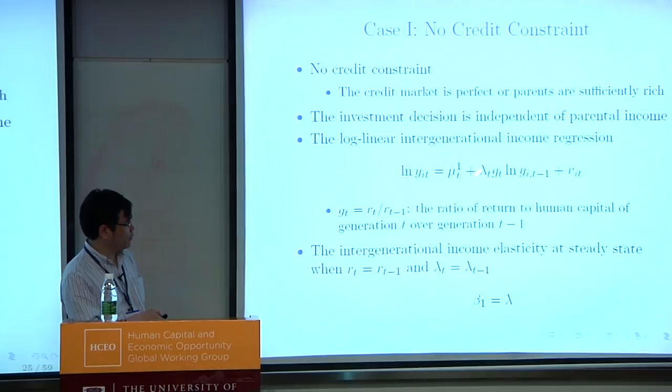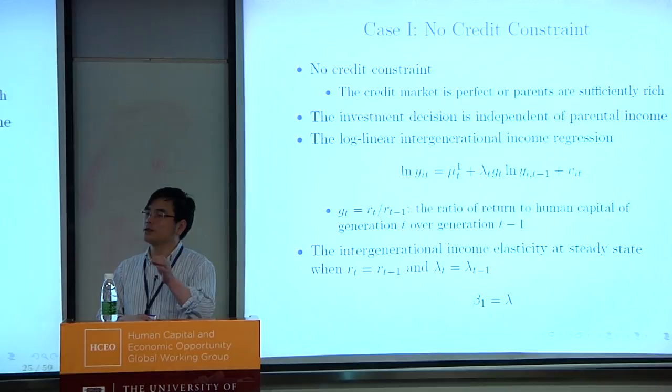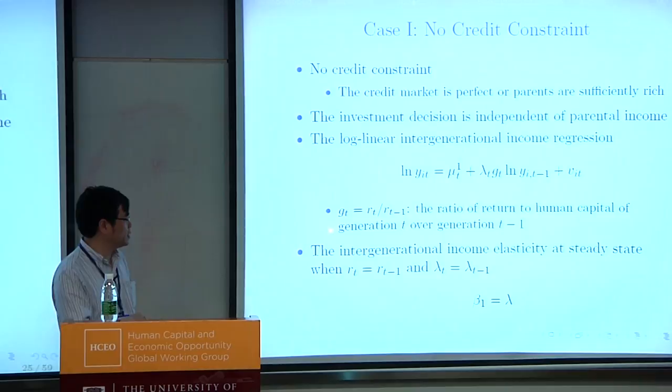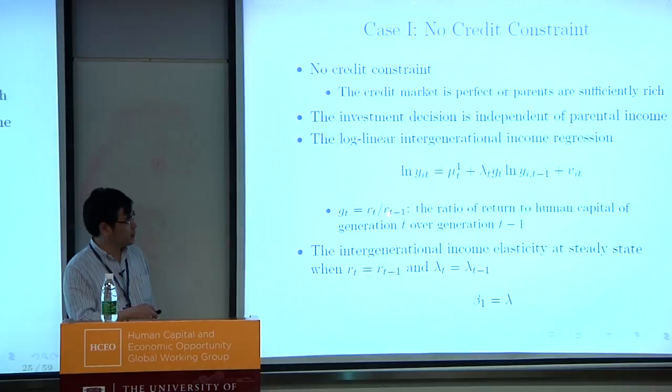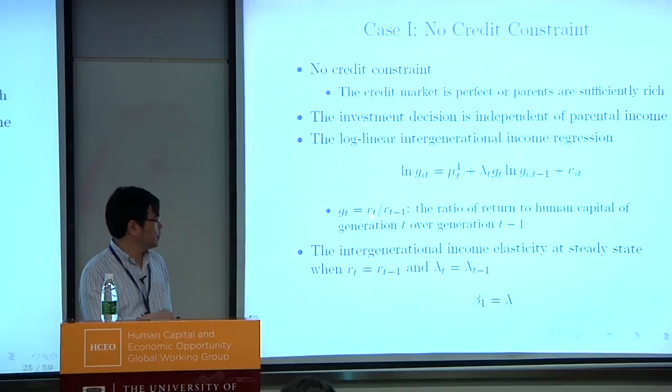And this coefficient happens to be lambda T G T. Lambda T, as you recall, is the endowment transmission parameter, times G T. G T is a ratio of R T over R T minus 1. So this is a ratio of return to schooling. If you hold last year's return to schooling, then this G T will be positively related to the current return to schooling. So from this solution or expression, we immediately see the higher the return to schooling, the higher will be this coefficient.